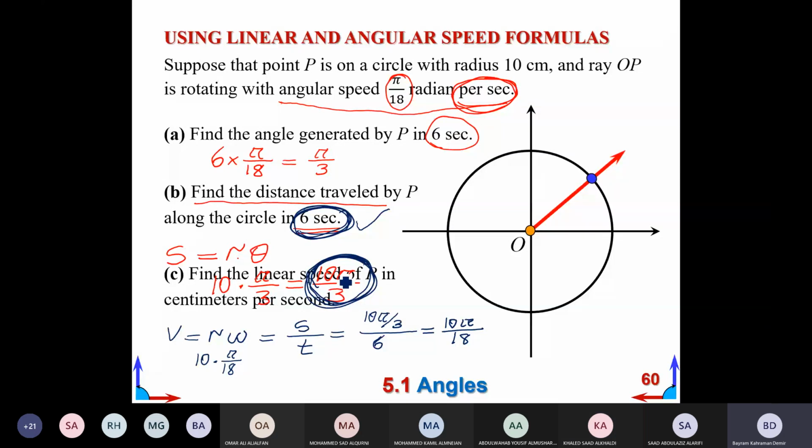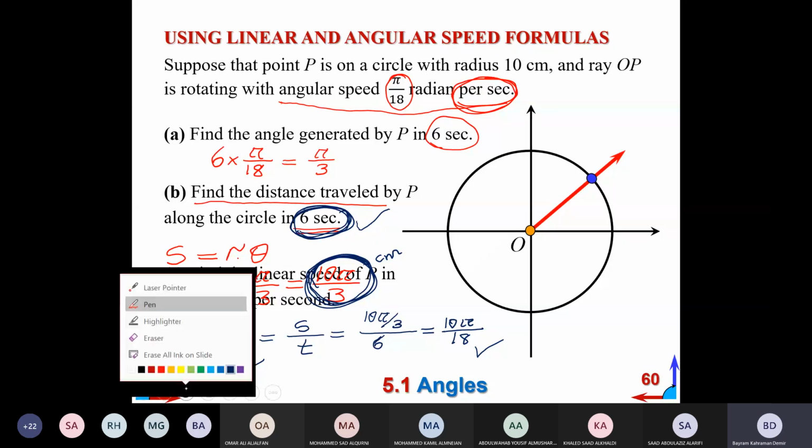So it goes 10 pi over 3 centimeters in 6 seconds. So what shall I do, Shabab? Divide the 10 pi over 3 by 6 seconds to find the speed per second, right? So you have two ways. Either you use S over T or R times omega, and it will give you the same result. You see, Shabab? All right.